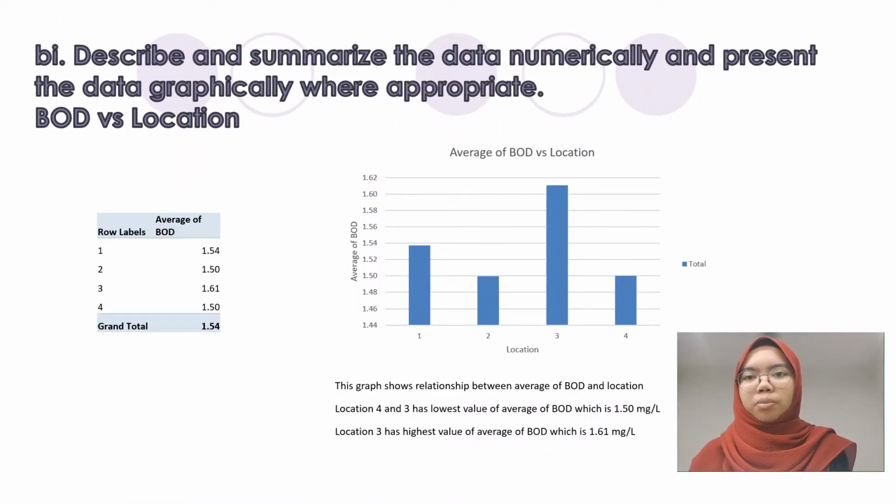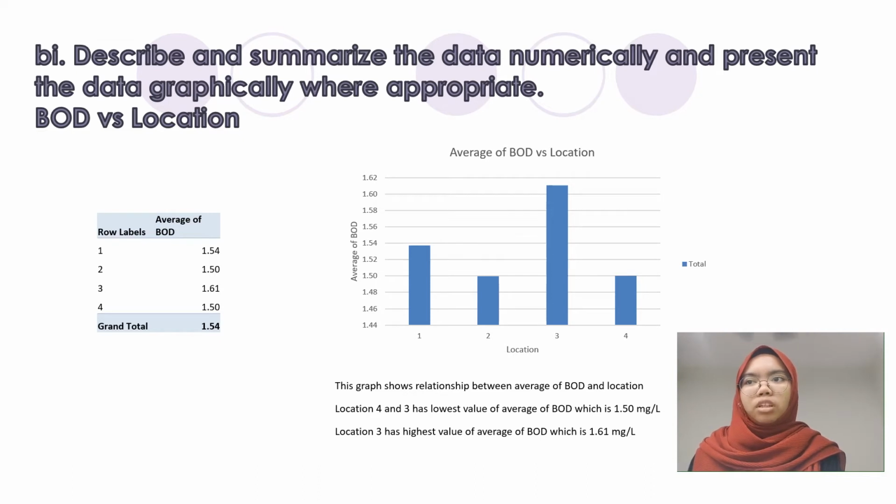Hi, I will explain about the graph and table between biochemical oxygen demand, BOD, and location. From this table, it shows a different value of average of BOD for 4 different locations. For location 1, the average of BOD is 1.54 mg per L. For location 2, the average of BOD is 1.50 mg per L. For location 3, 1.61 mg per L. And last but not least, location 4, 1.50 mg per L.